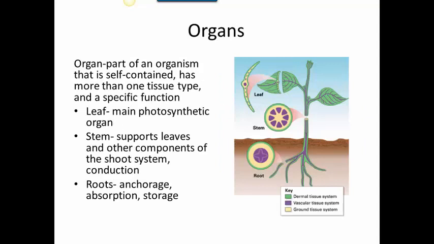Okay, now I want to take a closer look at some of the plant organs. An organ is part of an organism that is self-contained, has more than one tissue type, and a specific function. So you've got a bunch of organs. One of them would be your stomach. It's this little self-contained sac that's got vascular tissue, it's got epithelial tissue, and it's helping you digest your food. The plant organs are the leaves, the stem, and the roots, where the leaf is the main photosynthetic organ.